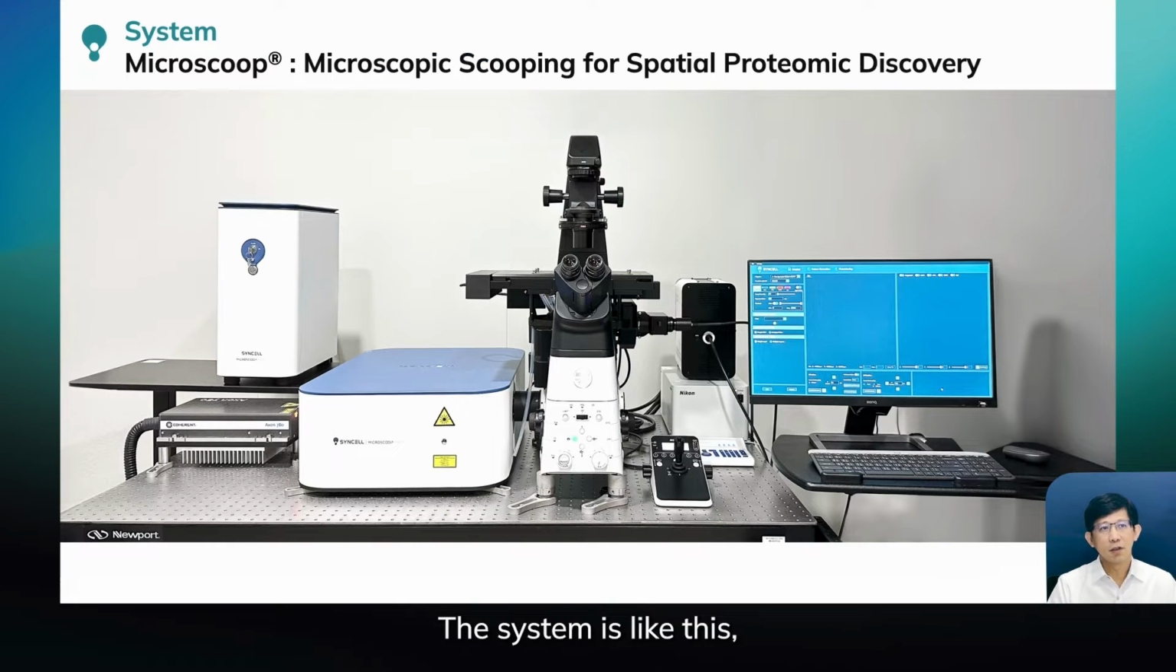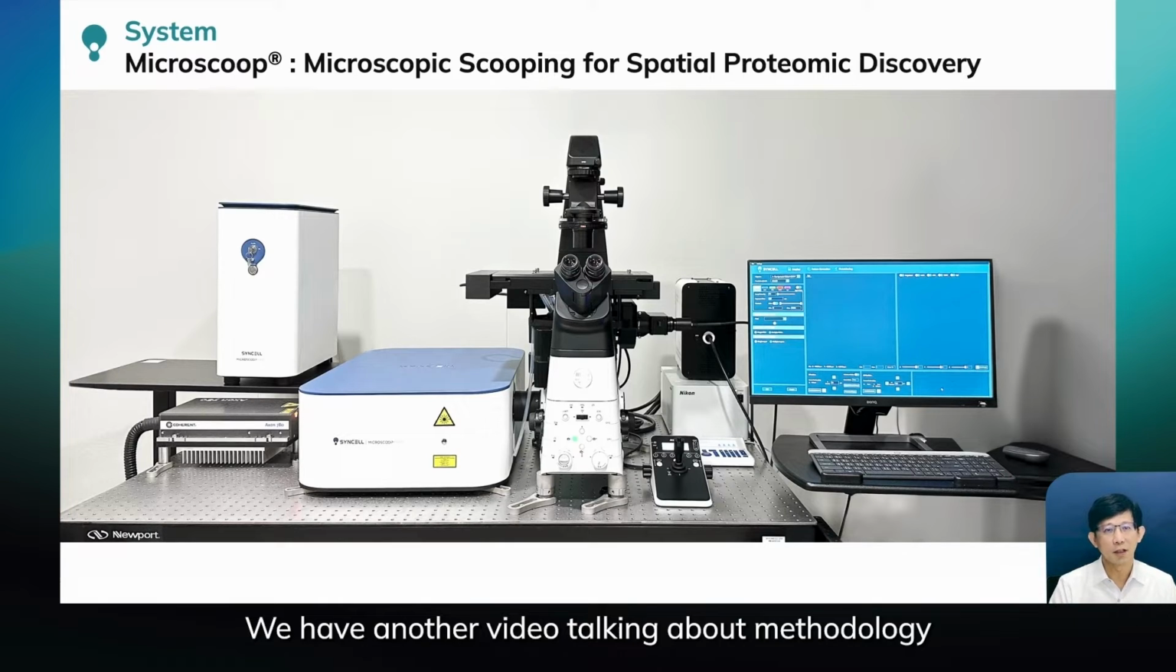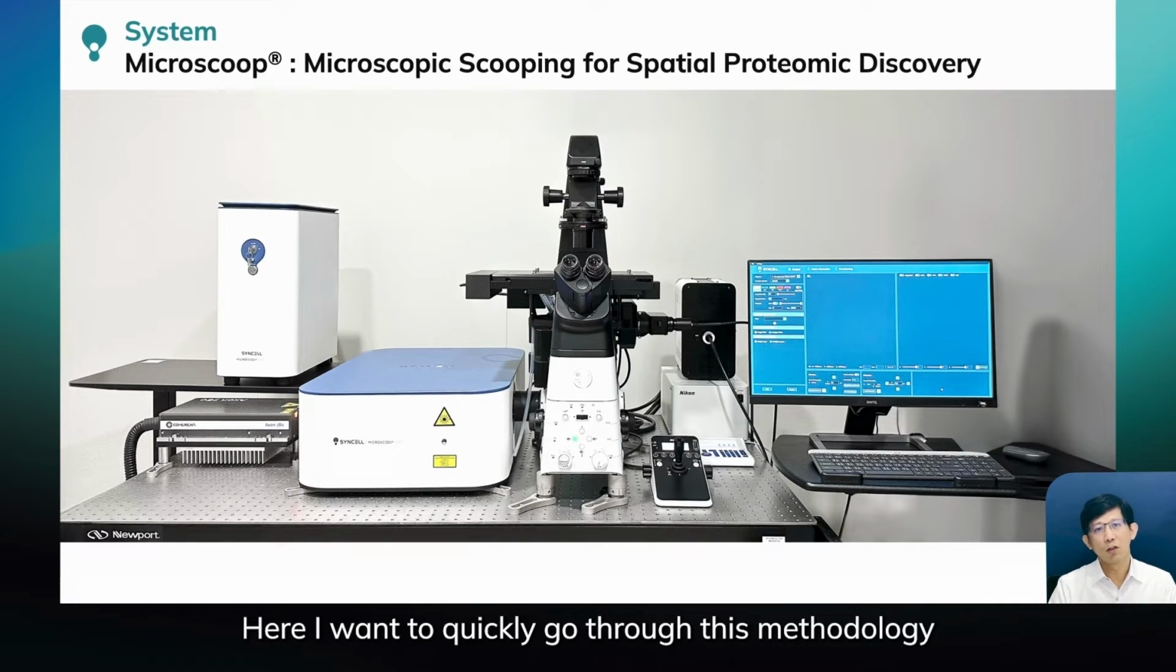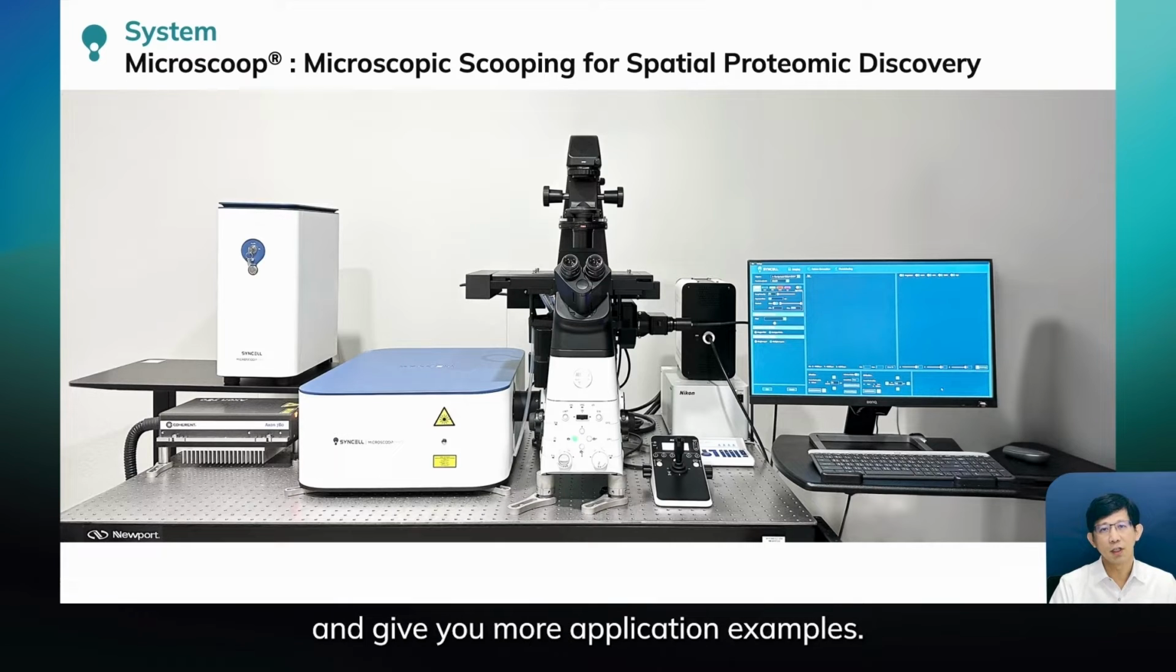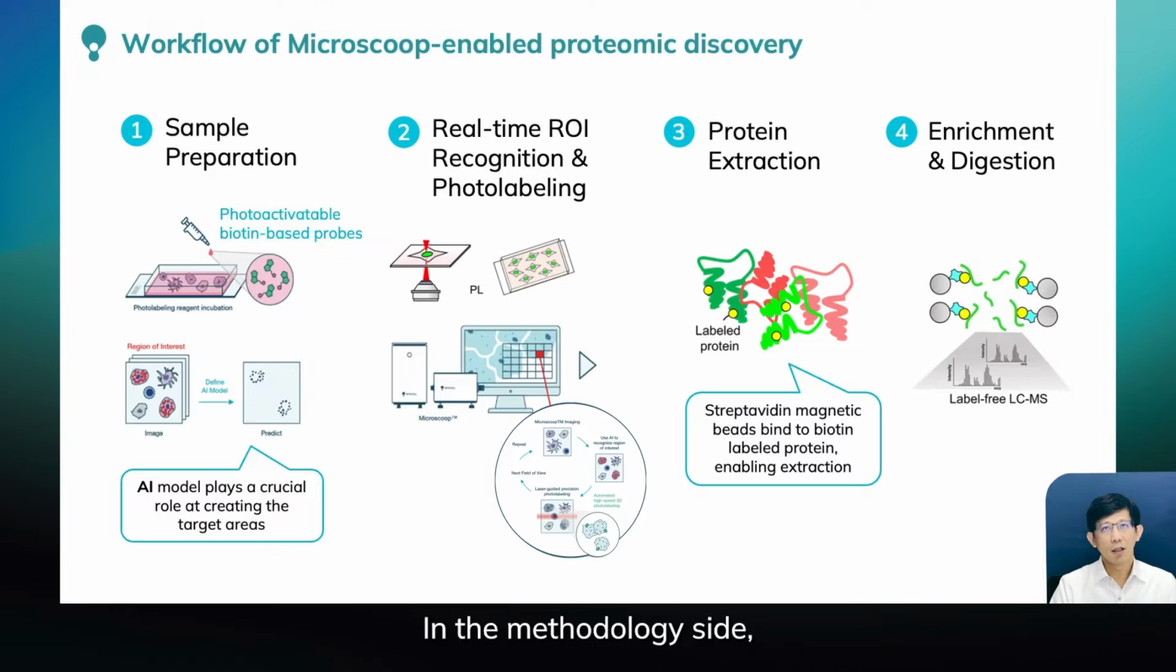So the system is like this. There is a microscope in the middle, and we designed this optical system so that you can do this spatial protein discovery by very high speed coordination of all this. If you want to know more about the methodology, we have another video talking about the methodology step by step, so you can see that video. But here I want to quickly go through this methodology and then give you more application examples.